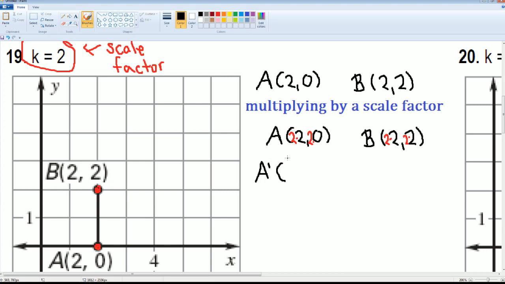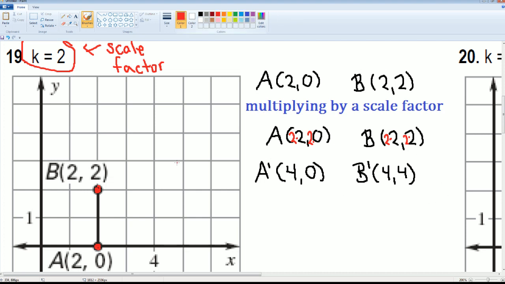What is 2 times 2? 4. What is 2 times 0? 0. Once we multiply, that becomes B prime. What's 2 times 2? 4. What is 2 times 2? 4. Here are our new points after the dilation. How do I know it went through a dilation? Because I multiplied by the scale factor.